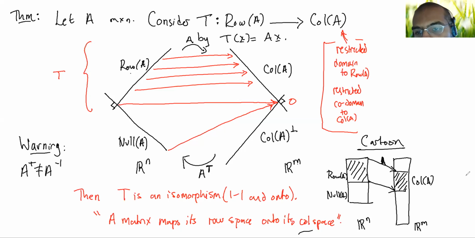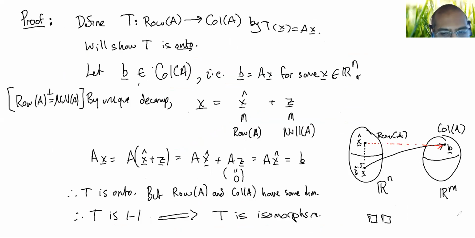Why is it 1-to-1? Well, it's 1-to-1 because of this sort of Goldilocks theorem, which is the abstract version of the fact that if you have a square matrix that has a pivot in every row, then it has a pivot in every column. Onto implies 1-to-1 because it's a square linear transformation. It's from a vector space to another vector space with the same dimension.